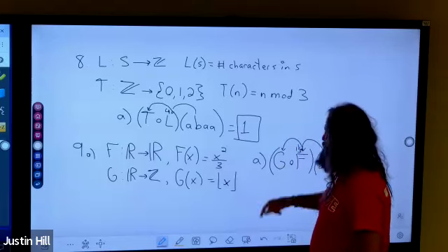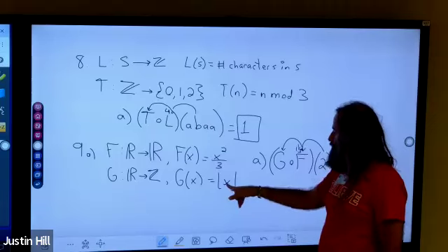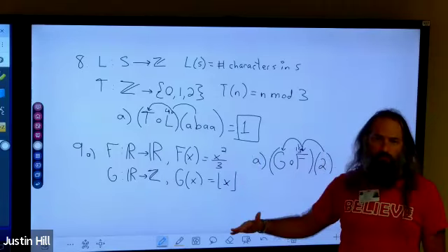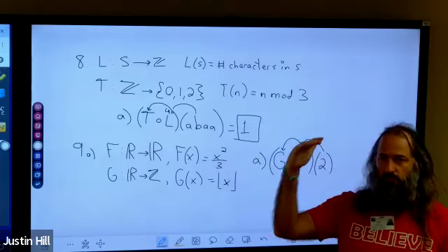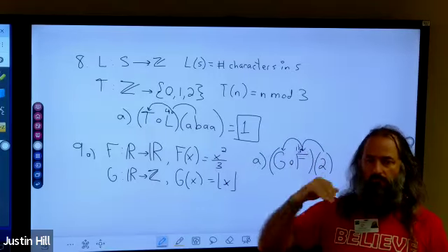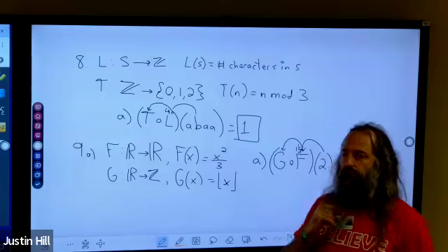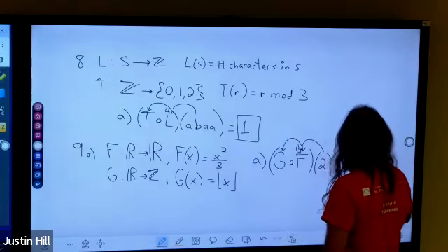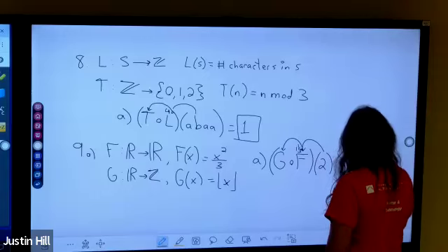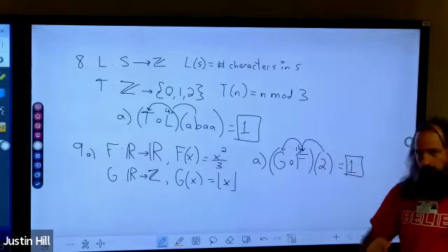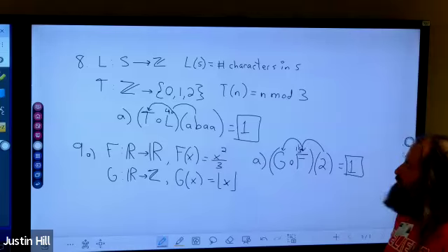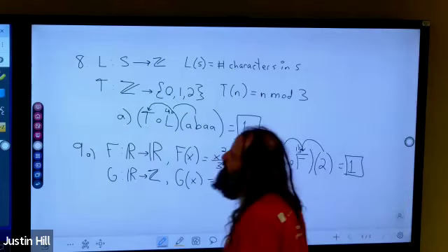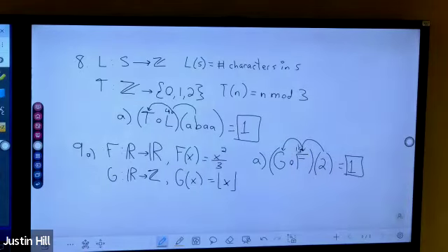Then I'm going to take that and plug it into g. I'm going to take 1 1/3 and do the floor of it, so I want the nearest integer below it. What's that going to be? Good, that's going to be 1. So the answer here is 1. Good. That just reminds you how to work with floor and ceiling functions.